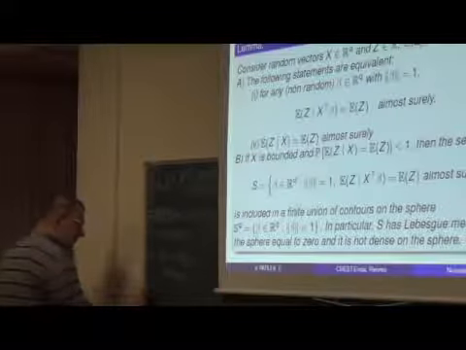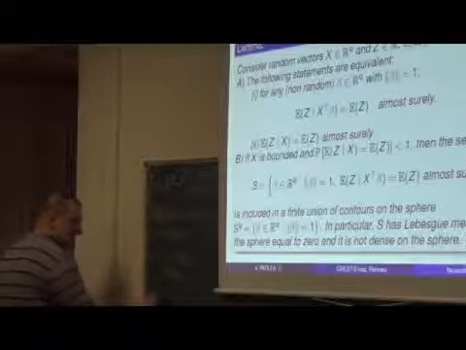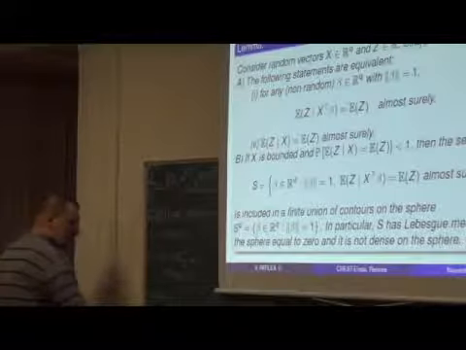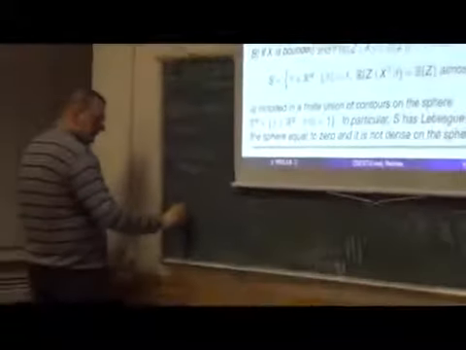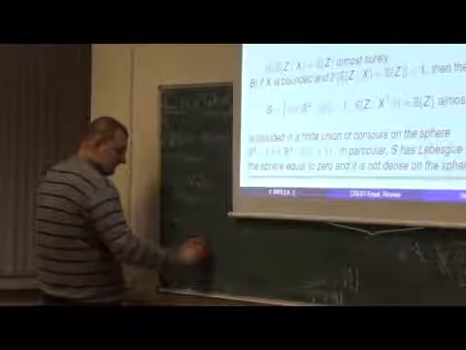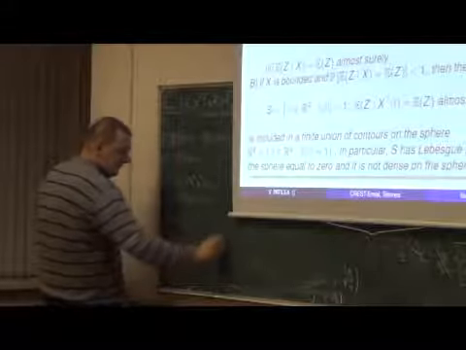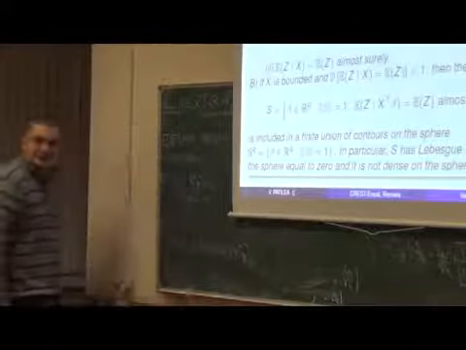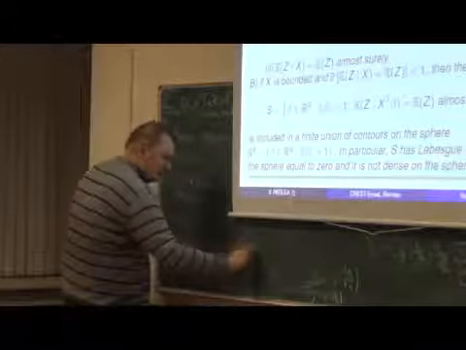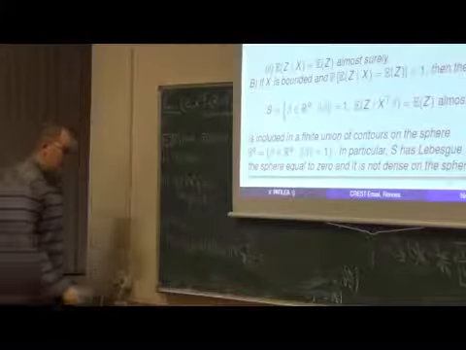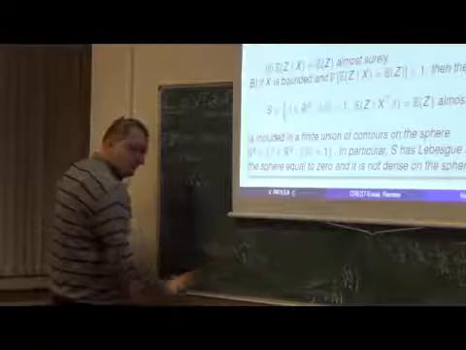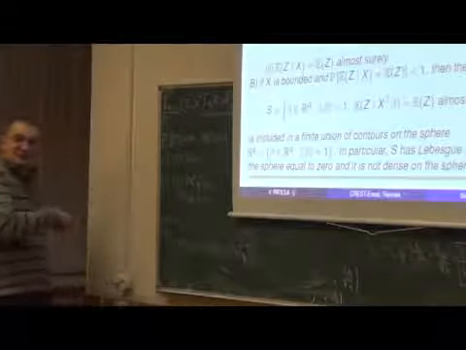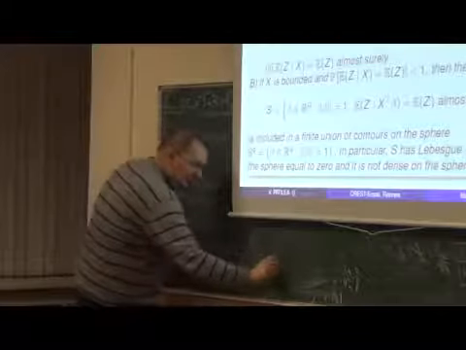So clearly 1 implies 2, yeah? Because the expectation of Z given X transpose beta is the expectation of the expectation of Z given X, given X transpose beta. Okay? And this is 0 by 1, because this is 0. Of course, the other way around is more complicated.